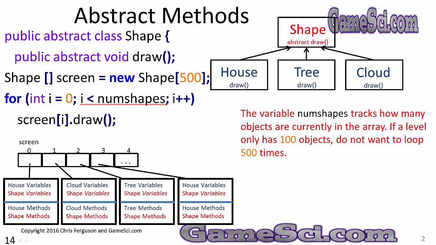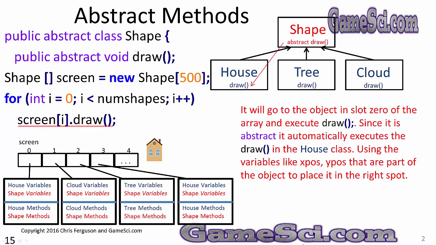i less than numShapes. The variable numShapes will track how many different objects are currently in the array. Let's say a level only has 100 objects. You don't want to loop 500 times if there's only 100 objects on it. So numShapes will contain 100 and stop the loop after the 100 objects.